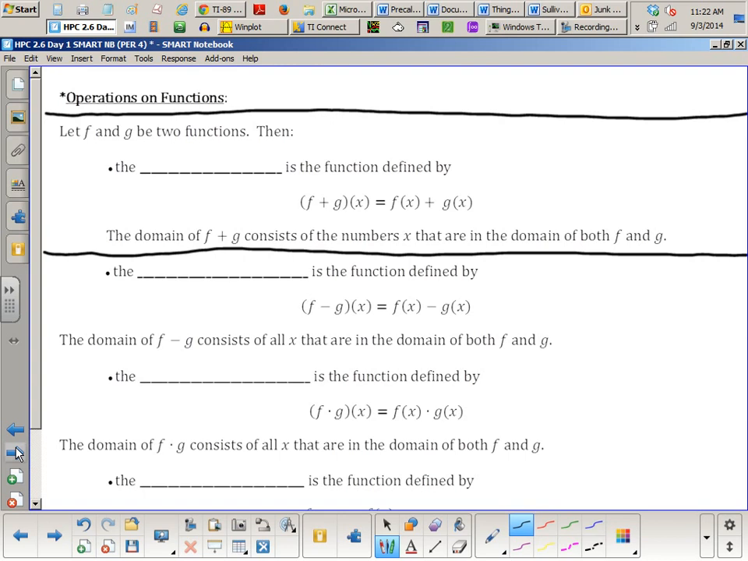Then the sum, f plus g, is the function defined by, and there's two ways to write it. You can write f plus g in parentheses and then an x in parentheses. Or you can write f of x plus g of x. These mean the exact same thing. So if someone says find f plus g, all they really mean is f of x plus g of x.